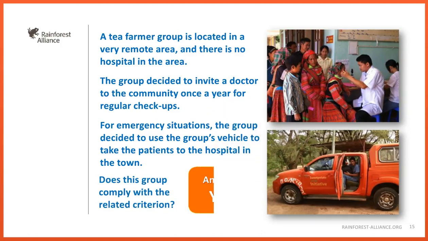The answer is yes. A group does not always need to build its own medical clinic. The criterion C 1.19 asks groups to provide access to healthcare, so a group can bring a doctor to the community or take patients to a hospital. Therefore, what this group is doing is compliant with the criterion.